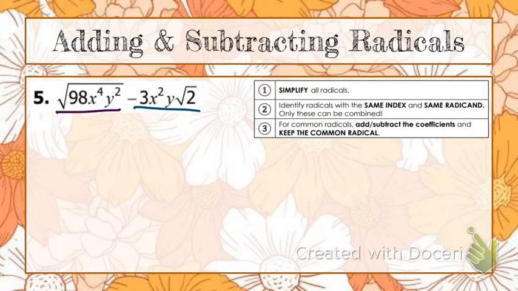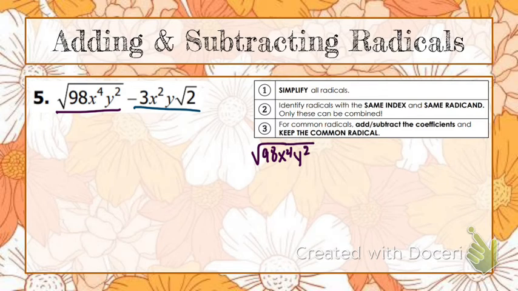All right, last example, number 5. The square root of 98x to the fourth, y squared minus 3x squared, y square root of 2. It's a lot of stuff to say. So let's just start one radical at a time and reduce them. So square root of 98x to the fourth, y squared.